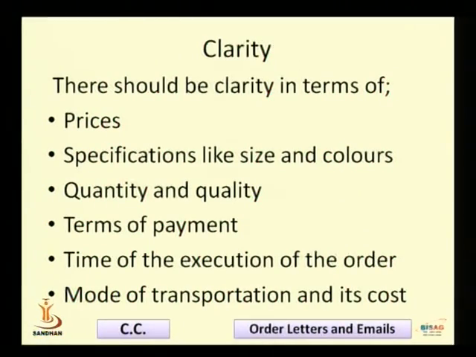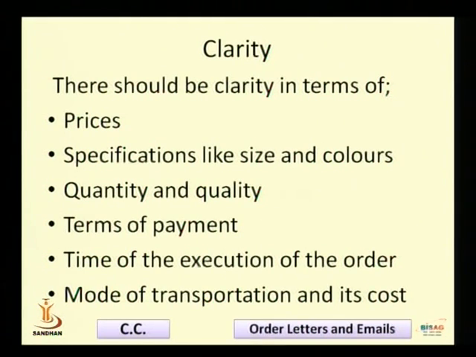Friends, there is a slide here. You can see on your screen. What should be the clarity? Because it varies from letter to letter and the type of the letter. But when it is a letter of orders, we must be very precise and we must be very clear regarding these things. For example, regarding prices, regarding specifications.